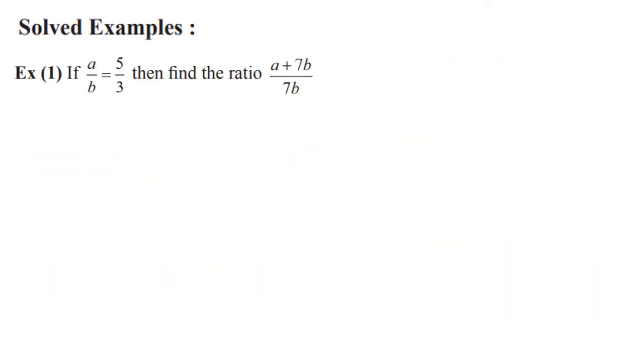Okay, so the first solved example here, if A upon B is equal to 5 upon 3. See, we have two equal ratios. This is the first ratio and this is the second ratio, and they are equal. So operations on equal ratios or properties of equal ratios we can apply. Okay. Then find the ratio A plus 7B upon 7B. Now see, this sum can be solved in two different ways. There are two different methods.